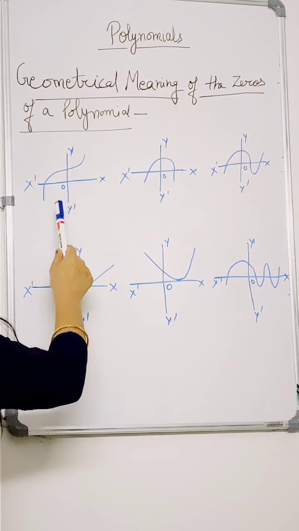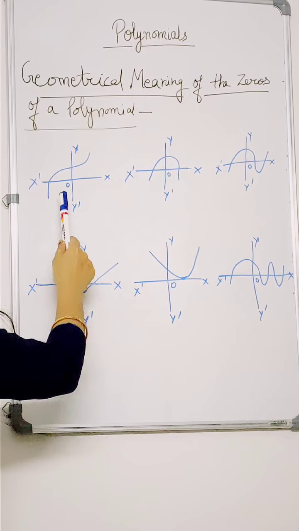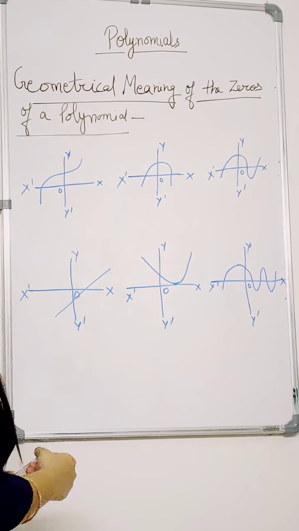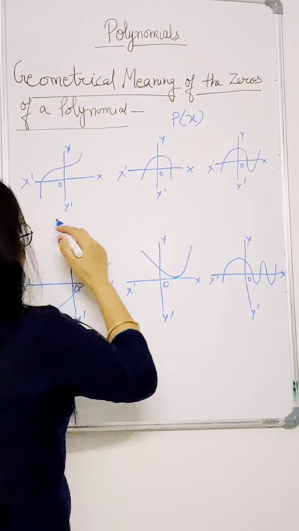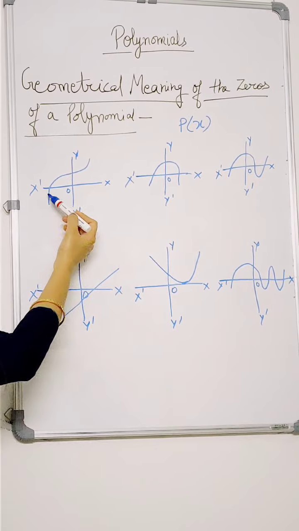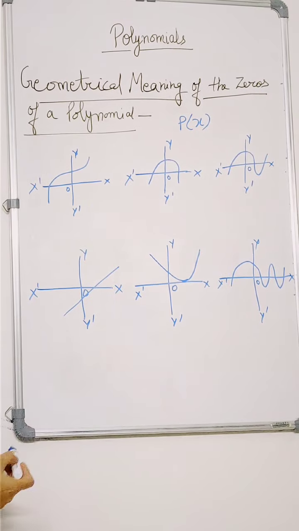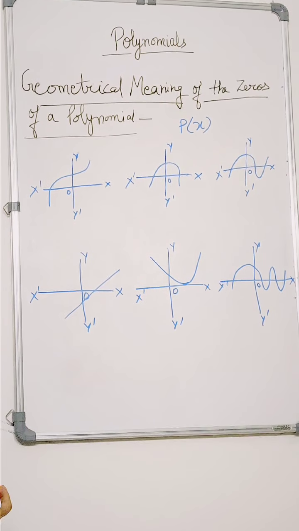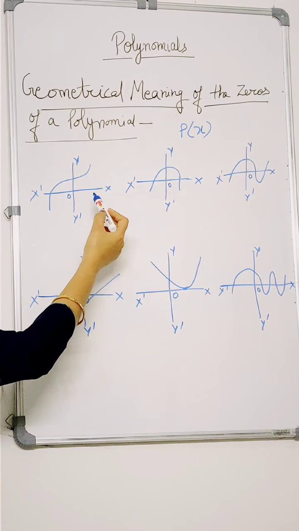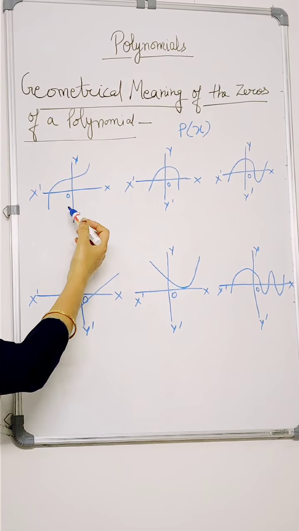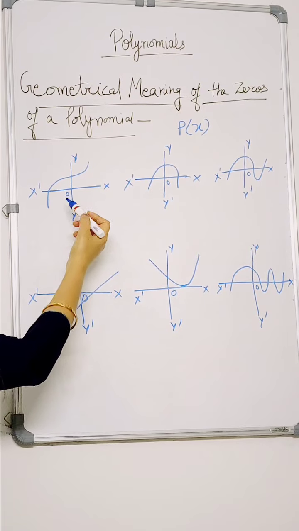If we have to find the zeros of a polynomial by geometry, then we make a graph like this of the given polynomial p(x). If this graph cuts the x-axis at n points, then the number of zeros of the polynomial is n. It means the number of zeros is equal to the number of places where the graph cuts the x-axis.